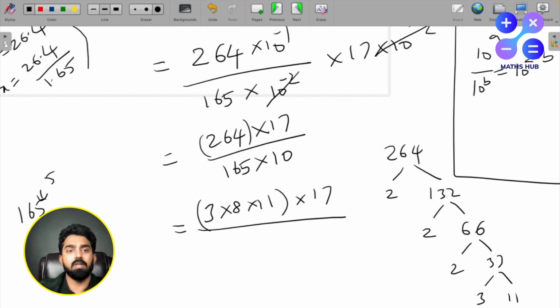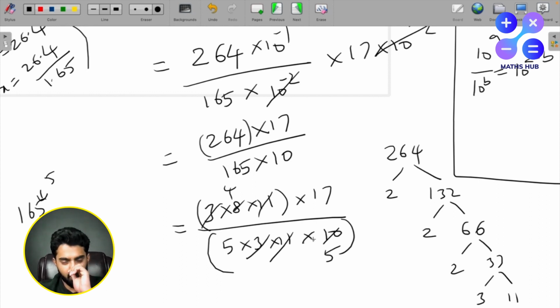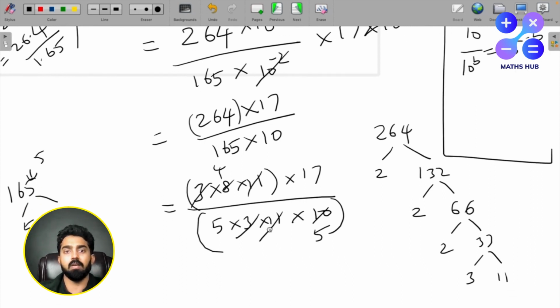So 5 into 3, 15, 5 into 15, 33. And then 3 into 11 again, so 33. So this is going to be 5 into 3 into 11 and multiplied by 10. So as you can see, we have a 3 into 11, 3, 3 cancel, 11, 11 cancel. A 2 into 4, 8, 2 into 5, 10. Right, that's it. That's all we have.